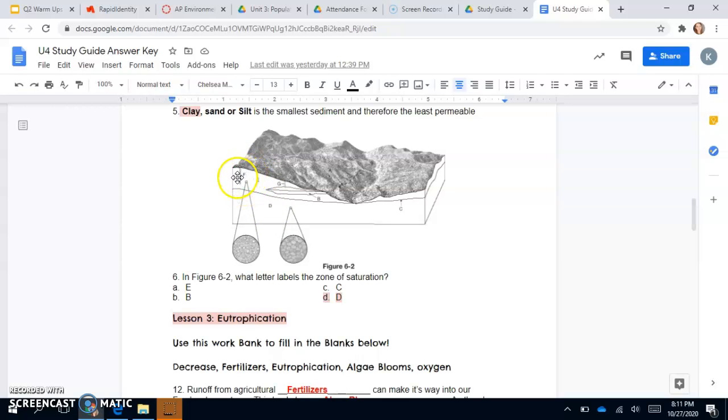So F would be our zone of aeration where there is no water, and then D, that is below this water table, is going to be where all of that fresh water is and where all of that groundwater is being stored. So the answer there is D. D would be our zone of saturation. And remember, if it's saturated, it is full of water.